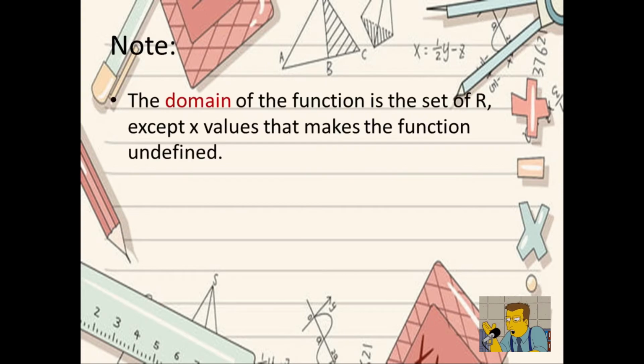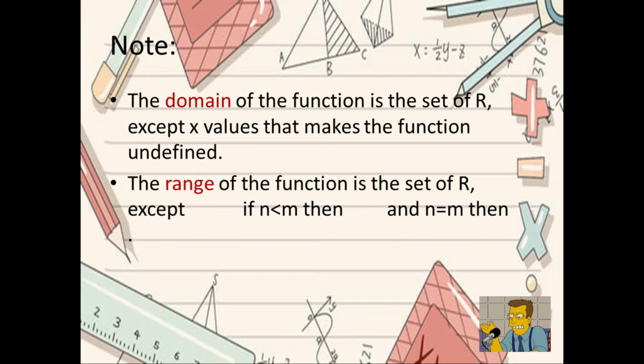Okay, so take note. The domain of the function is the set of real numbers except x values that make the function undefined. The range of the function is the set of real numbers except f of x equals x to the power n over x to the power m. If n is less than m, then f of x equals 0, and if n equals m, then f of x equals a over b.